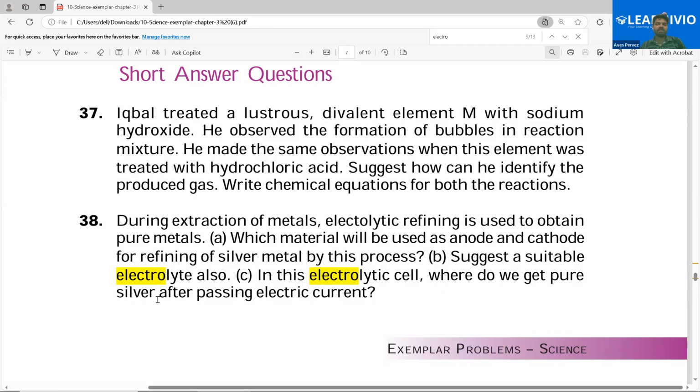And in the electrolytic cell, where do you get the pure silver? Pure silver at the cathode.